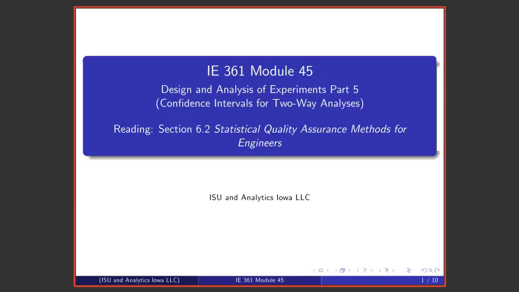Welcome to Module 45 in this series of lectures on statistical quality assurance and statistical process improvement. This is the third lecture on the analysis of so-called two-way factorial data. And in particular, in this module, we're going to talk about adding some notion of margin of error to the fitted factorial effects that were discussed in the previous module, in Module 44.